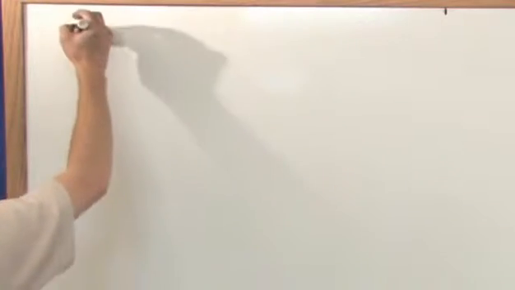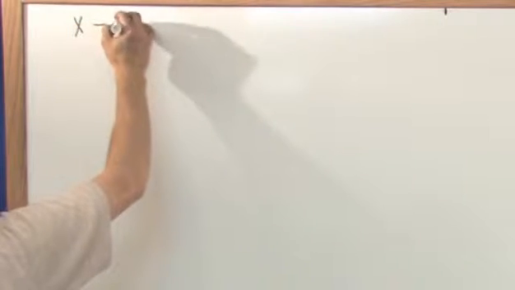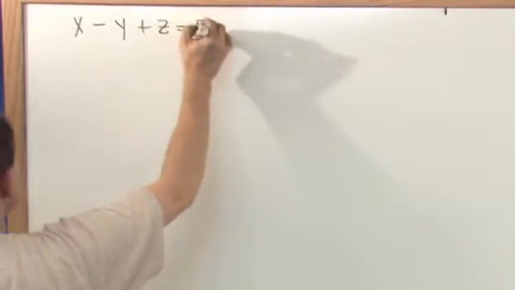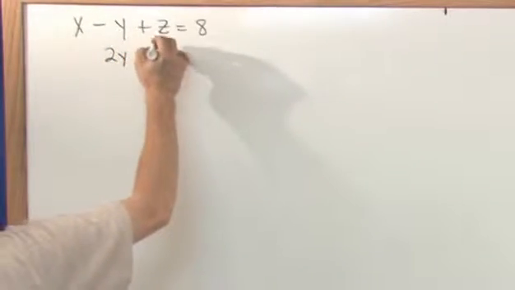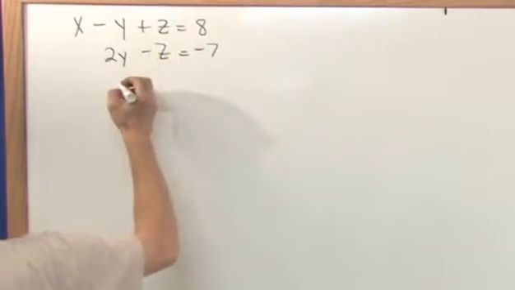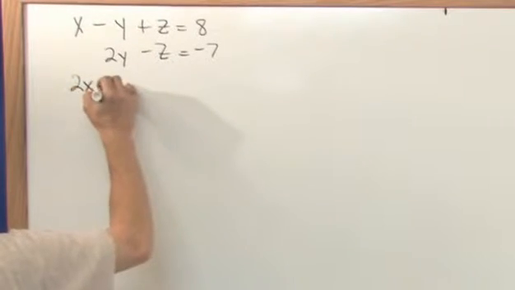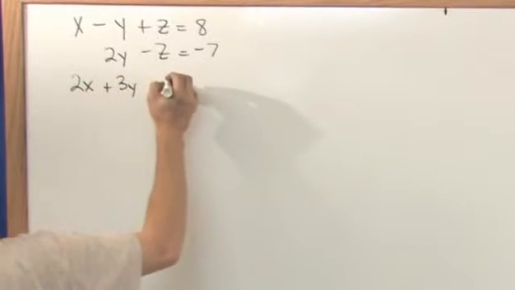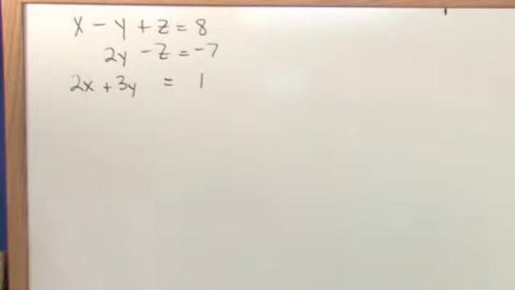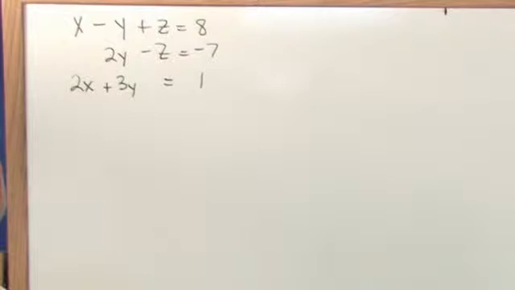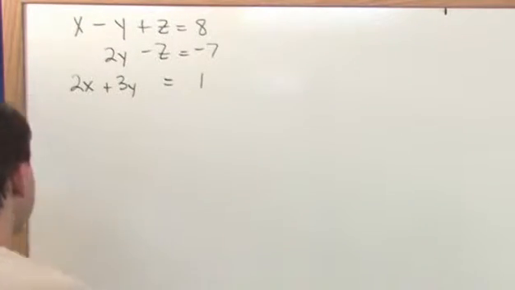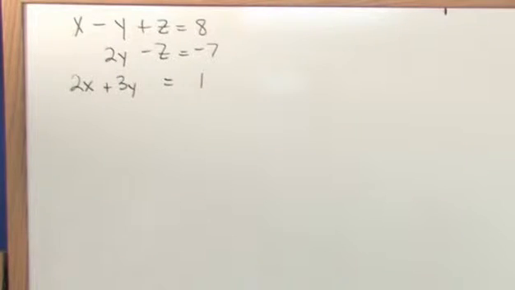Okay, let's say you were given the system of equations: X minus Y plus Z is equal to 8. 2Y minus Z is equal to -7. And 2x plus 3y is equal to 1. Okay, that's a system of equations. We could put this in an augmented matrix and do row reduction, but we want to put it in matrix form and use the inverse to solve this and get some practice, because certain solution methods are better in certain cases.